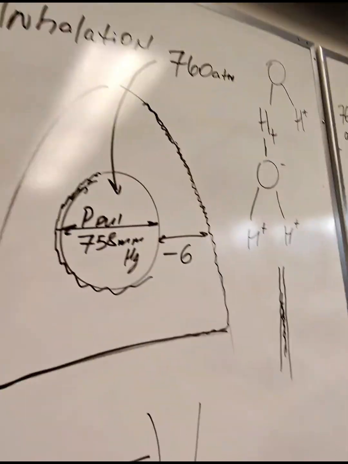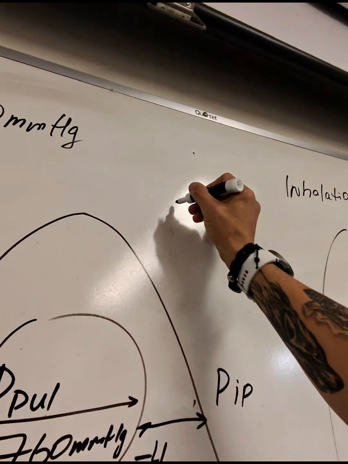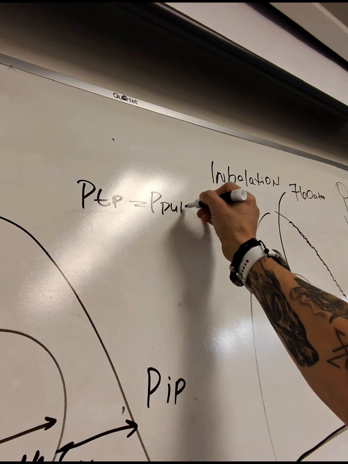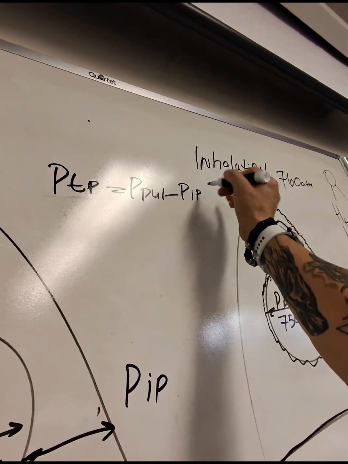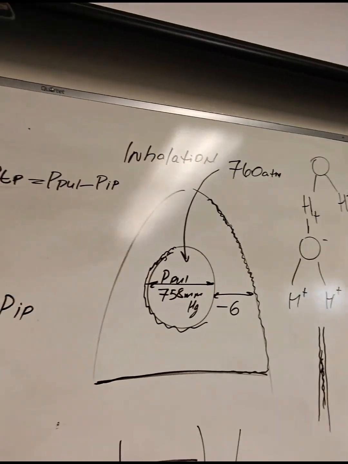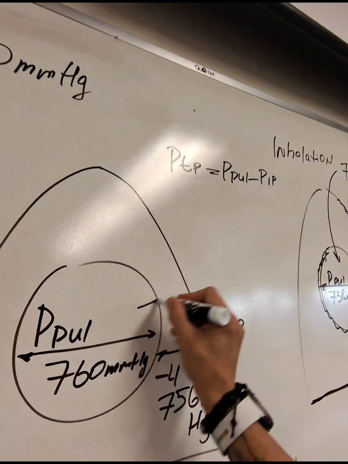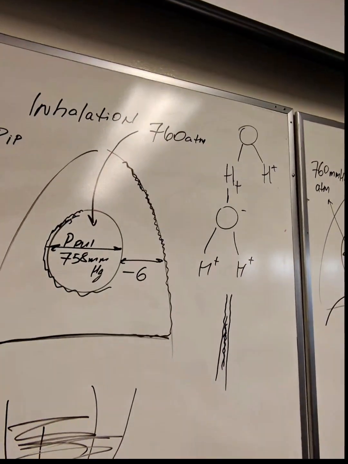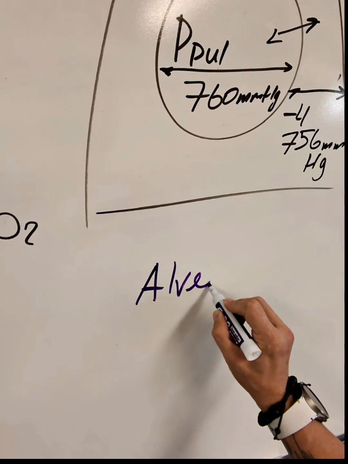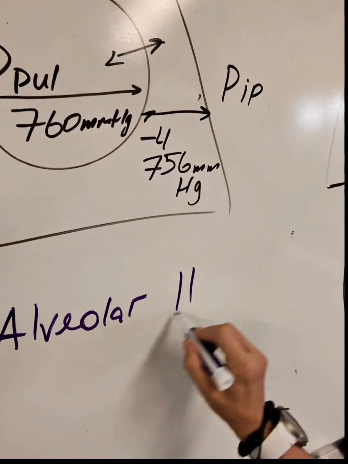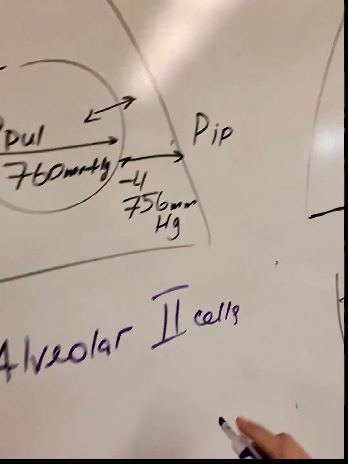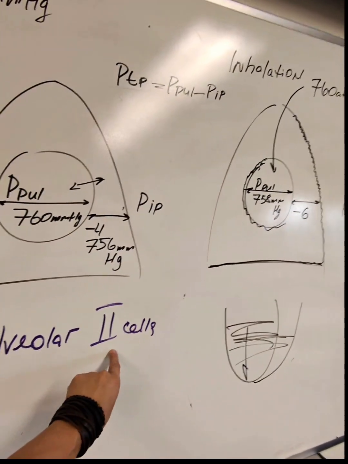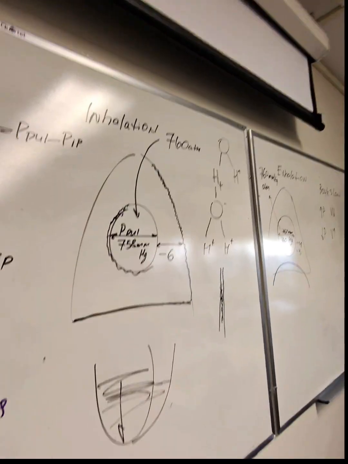So, and transpulmonary pressure, basically this equals pulmonary pressure minus intrapleural pressure. That's the transpulmonary pressure. Differences here. So what happens within the lungs, we have cells that produce a surfactant. Alveolar type 2 cells. There's also alveolar type 1 cells that help to exchange the gases. And there's alveolar type 2 cells. So these alveolar type 2 cells, what they do is they produce surfactant.